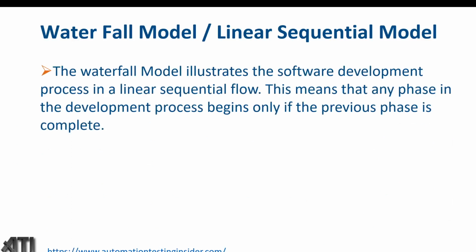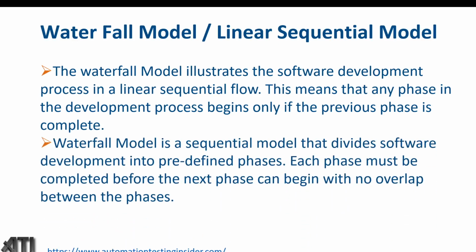So as I have discussed earlier, the waterfall model illustrates the software development process in a linear sequential flow. In the next slide, I'll show you what we mean by this linear sequential flow, because there are different phases in the waterfall model, like SDLC, and they are in a linear sequential manner. This means that any phase in the development process begins only if the previous phase is complete. The waterfall model is a sequential model that divides software development into predefined phases. Each phase must be completed before the next phase can begin, with no overlap between the phases.